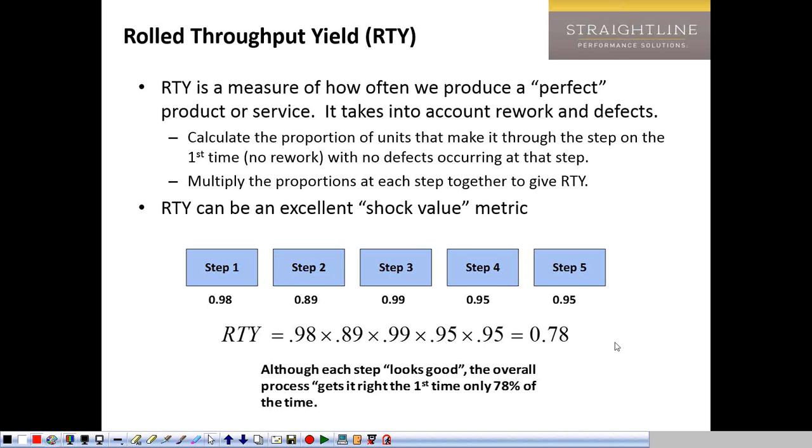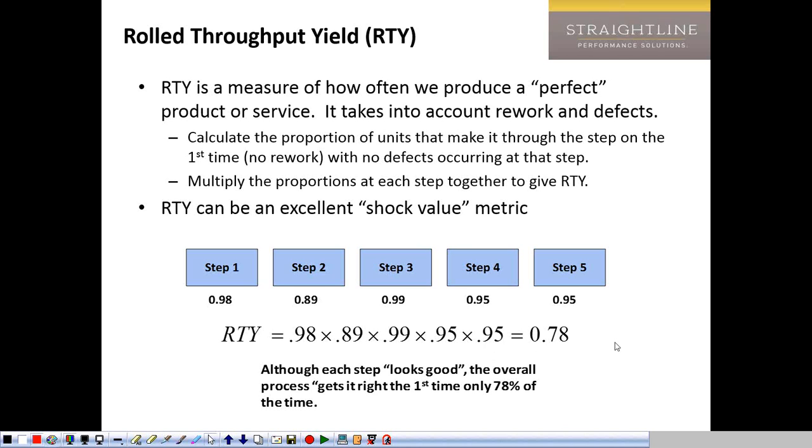So it was incredibly shocking. They were just astounded. They said, "Really, it's only 7% of the time this stuff works the way it's supposed to?" And over the course of the year, they were able to get it up to like 70%. So it can have a lot of shock value.